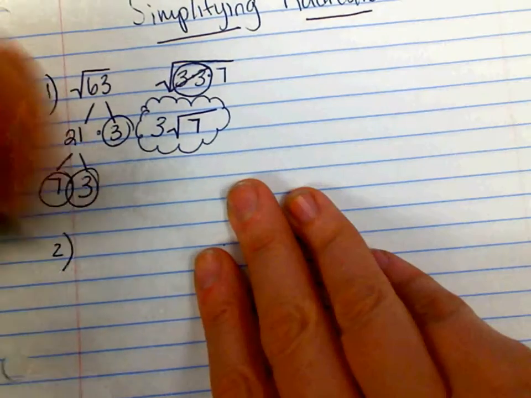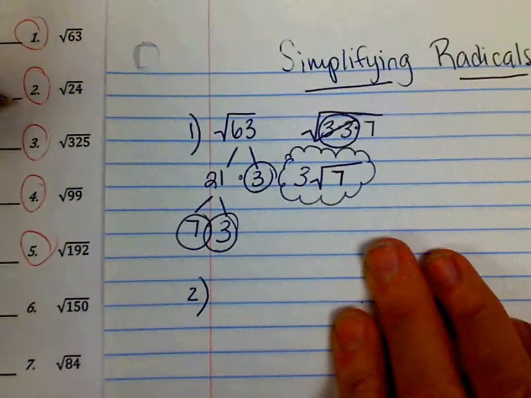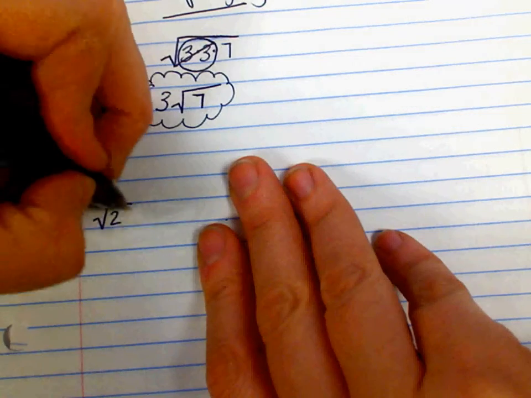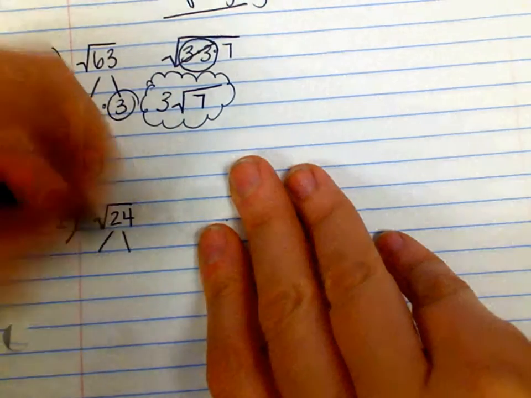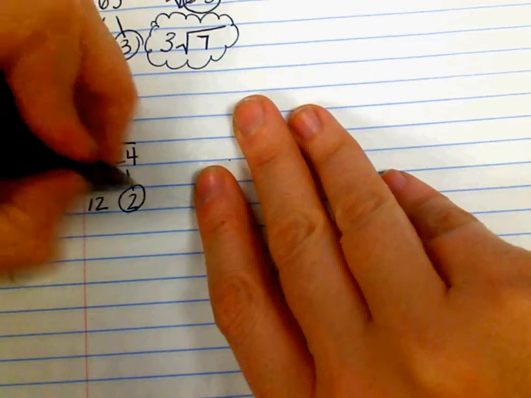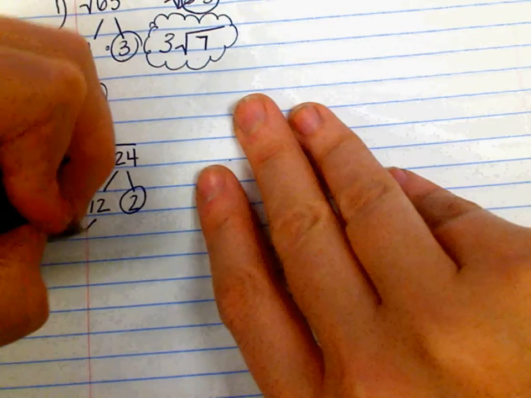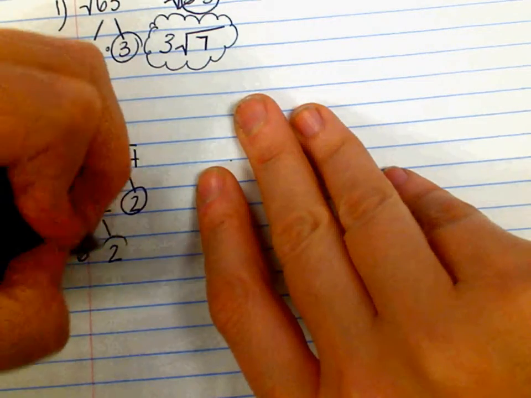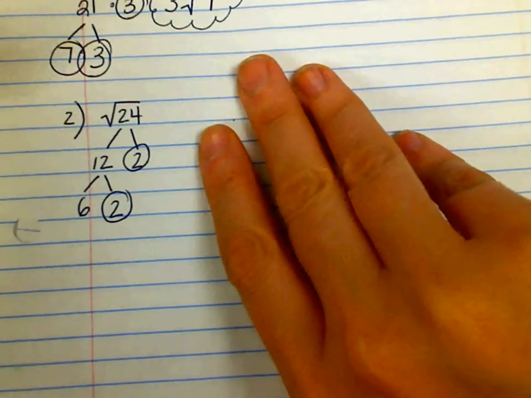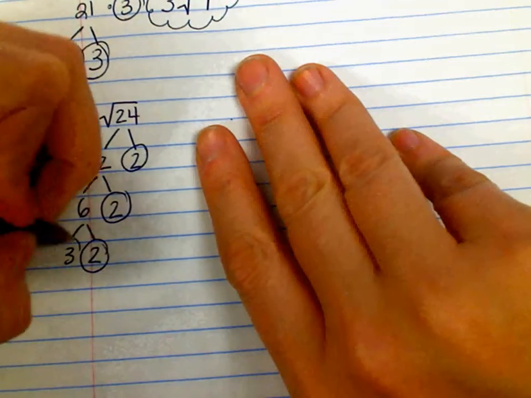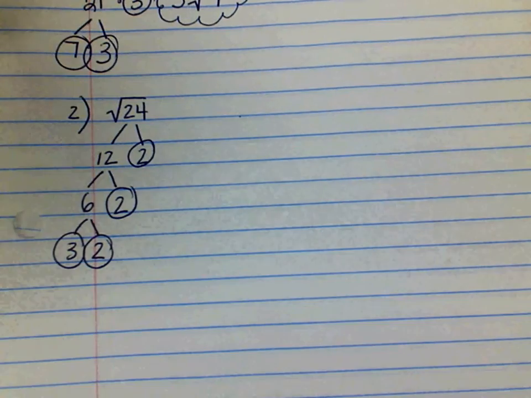Moving on, number 2, that's the square root of 24. Okay, so for 24 you can do 12 times 2. 2 is prime. For 12 you can do 6 times 2. 2 is prime. And for 6 you can do 3 times 2. Now they're both prime. So you can stop.